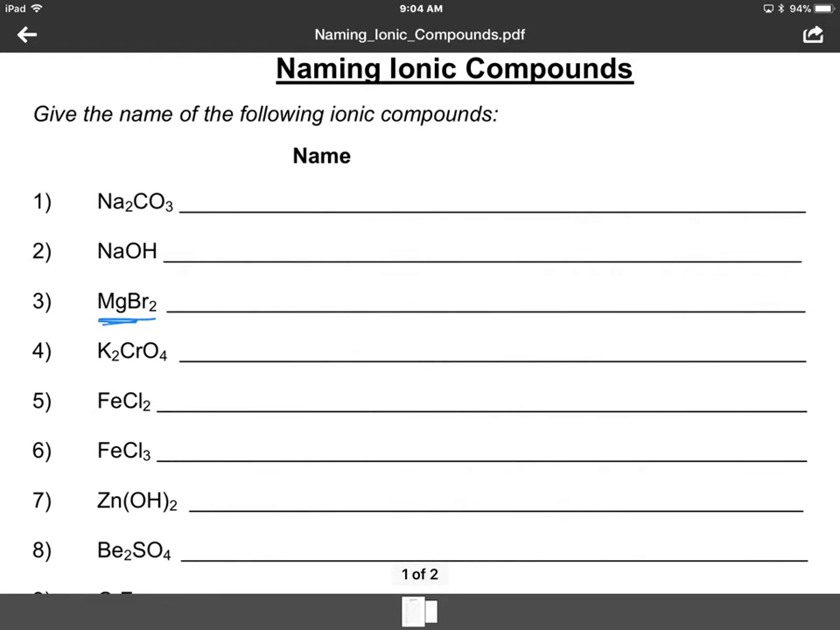And he's simple because magnesium is a regular metal. It's an alkaline earth metal, so he's magnesium. And then bromine is just a regular nonmetal. So you name your cation, you name your anion, and you put the "ide." The rest of these have a few little tricks. So next I'm going to start with the ones with polyatomic ions.